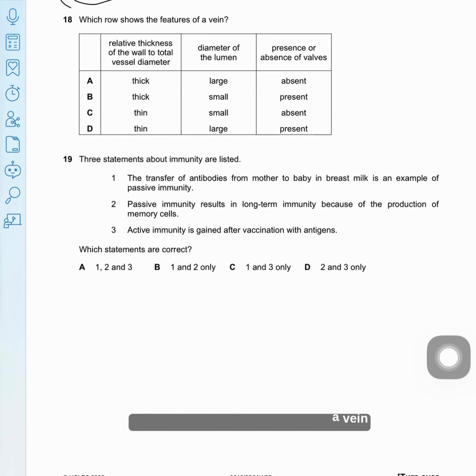What's happening when an object is coming closer? Very important. C, C, S, S. Ciliary muscles contract, suspensory ligaments slacken, and the lens becomes fat. So my answer is C.